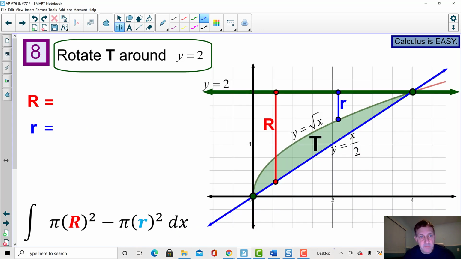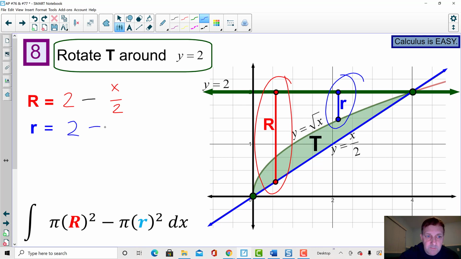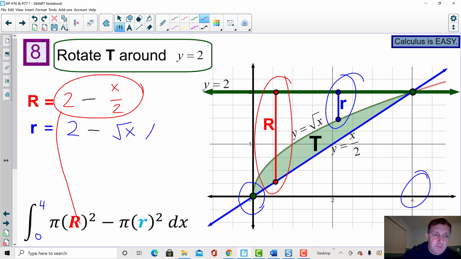For number 8, we're going to rotate region T around the line y equals 2. Here's our big radius. We've got to do top minus bottom, so it's going to be 2 minus x over 2. Here's our little radius. It's going to be 2 minus the square root of x. We are going to go from 0 to 4, and that's pretty much it. Don't forget to plug in your big R, and don't forget to plug in your little r.